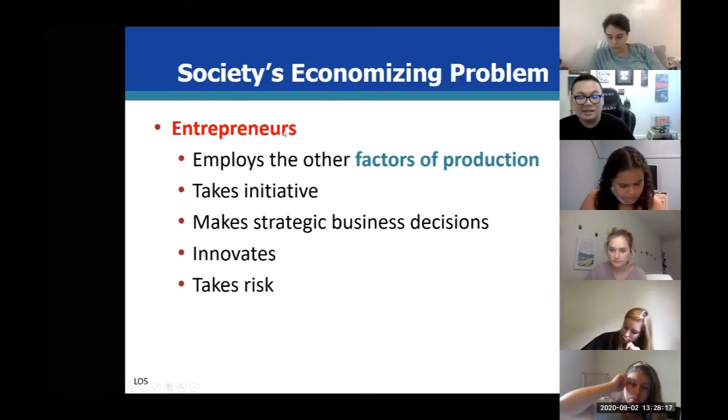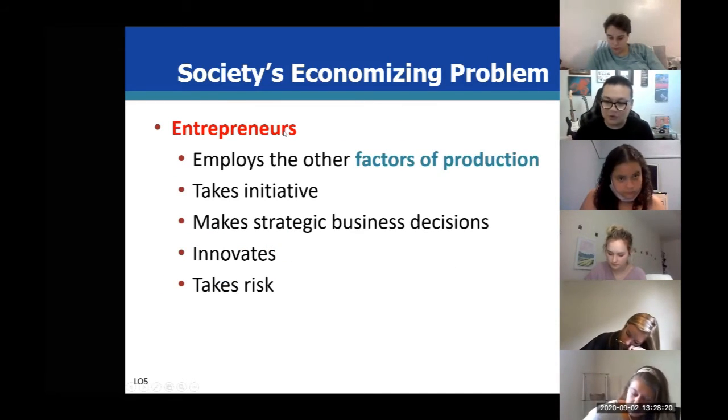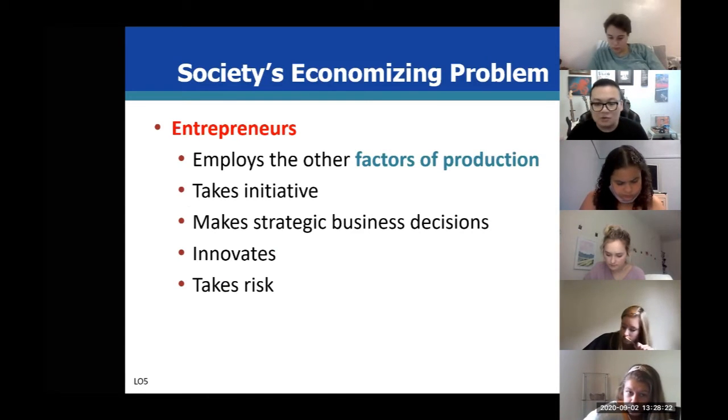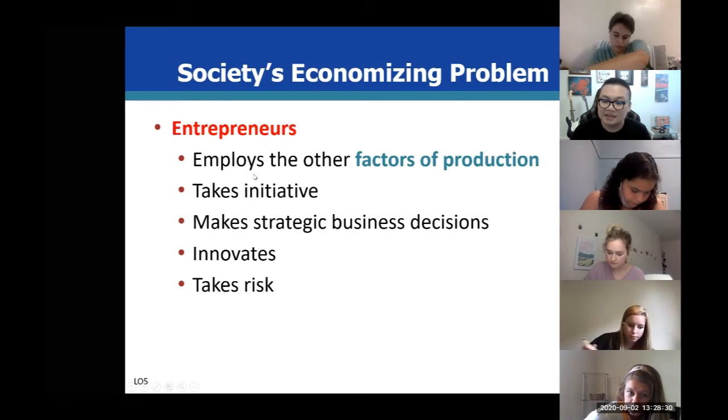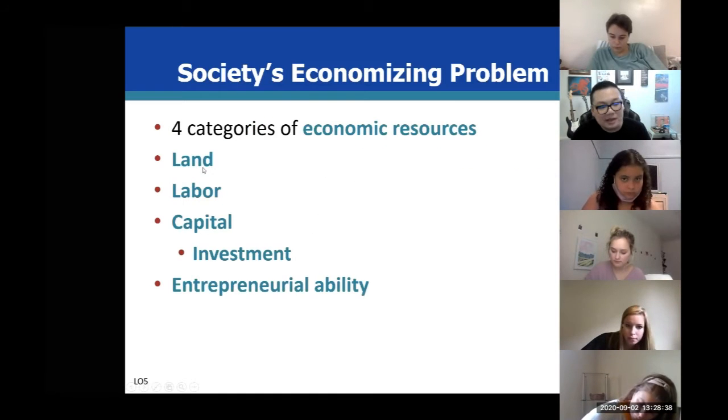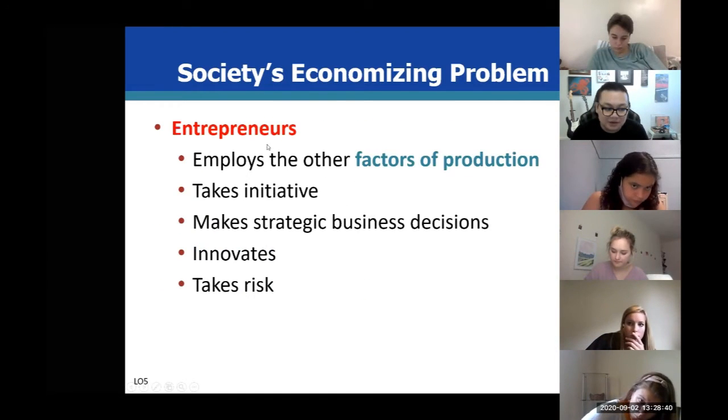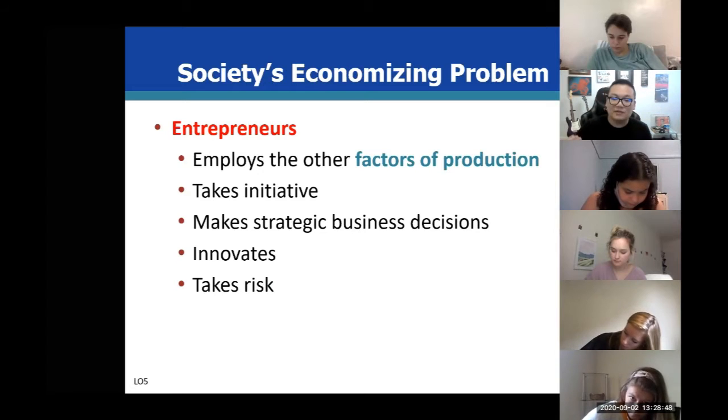Okay. So the entrepreneurial ability basically tells you that you need to make decisions. You need to use all the other resources to do something. For example, the entrepreneur, the successful businessman, implies the other factors of production. So the entrepreneur puts land, labor, and capital together and produces something. And they take initiative. The entrepreneur is a doer, an endeavorer. They want to do something, and they are very focused on it. And they make strategy for business decisions.